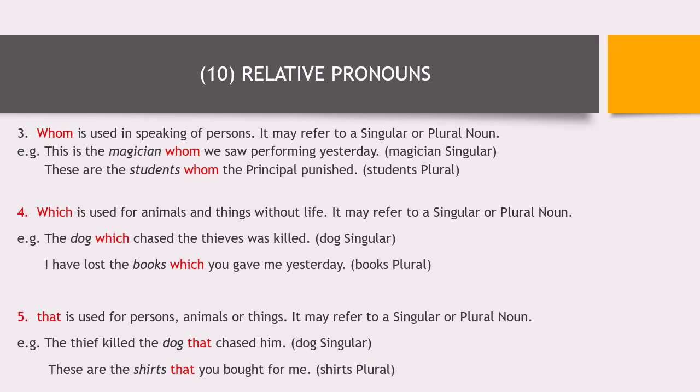Relative pronouns. Rules. 3. Whom is used in speaking of persons. It may refer to a singular or plural noun. For example, this is the magician whom we saw performing yesterday. Magician is singular. These are the students whom the principal punished. Students is plural. 4. Which is used for animals and things without life.